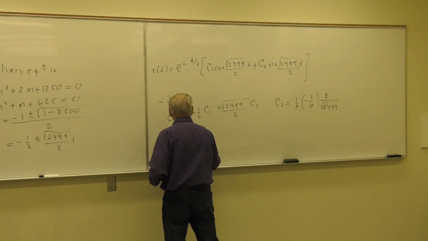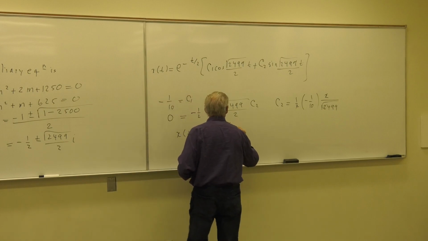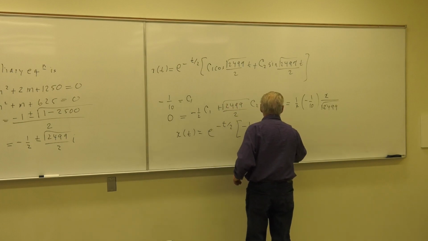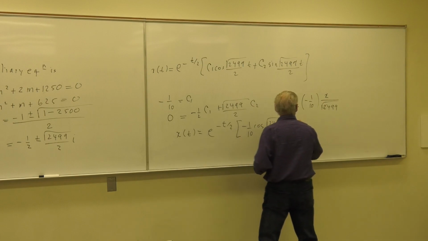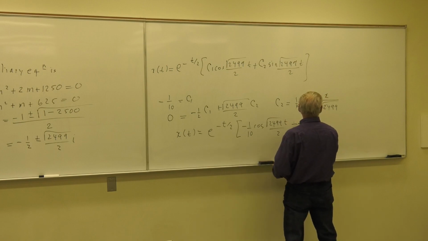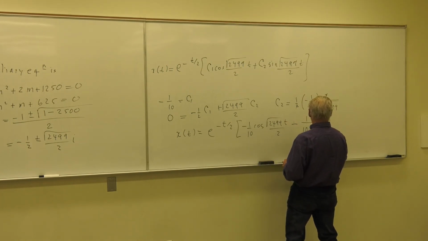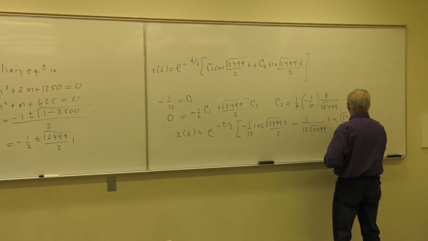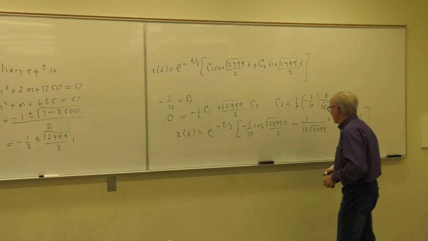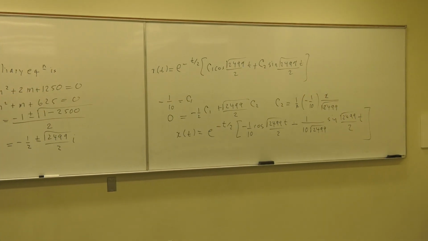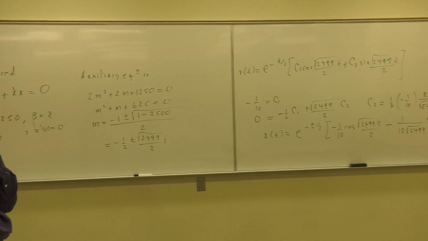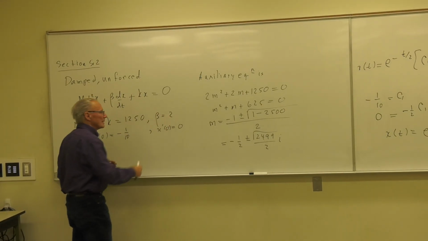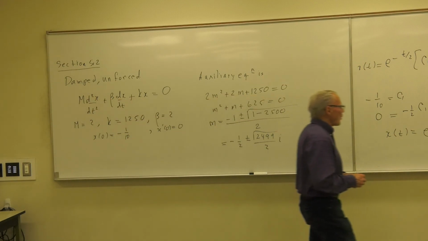So x of t is equal to e to the minus t over 2, times C1, which is minus 1 over 10, times the cosine of the square root of 2499 t over 2, plus C2, which is minus 1 over 10 square root of 2499, times the sine of the square root of 2499 t over 2. There. All right, so there is the displacement of this mass. Same mass, same spring, but now we put in some damping. Graph. What does it look like?